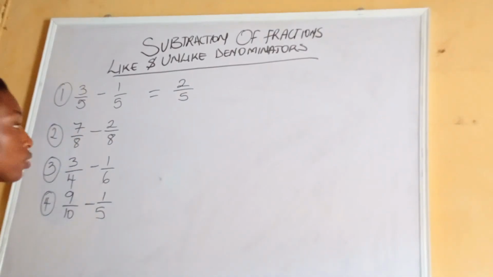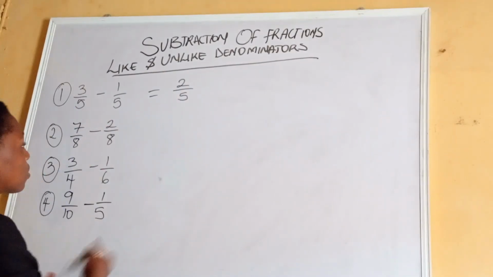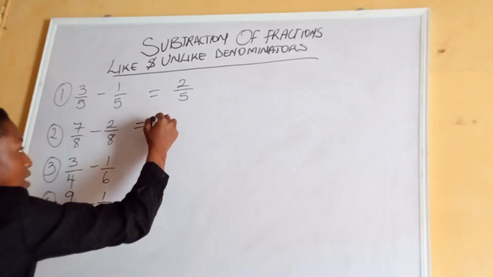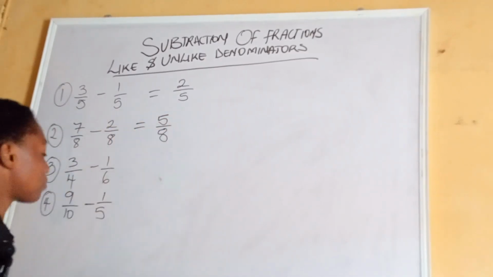Anytime the denominator is the same, your only focus will be the numerator. So you just subtract the numerators. Again, 7 minus 2 will give you 5. So your answer here will be 5 all over 8.